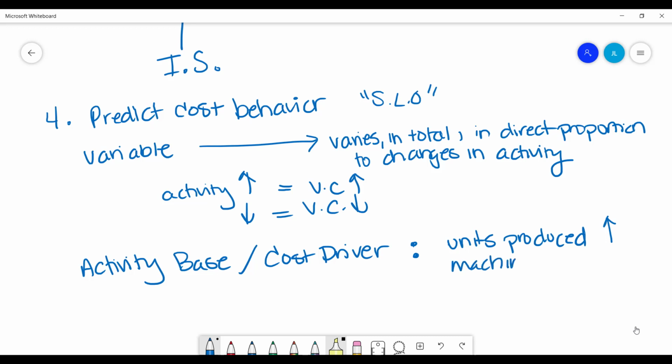Machine hours is another one. For example, as I use more machine hours, I can expect to spend more on electricity costs. Miles driven is another example, and labor hours. Just some examples of cost drivers, those things that cause certain variable costs to actually be incurred. So that's a variable cost.